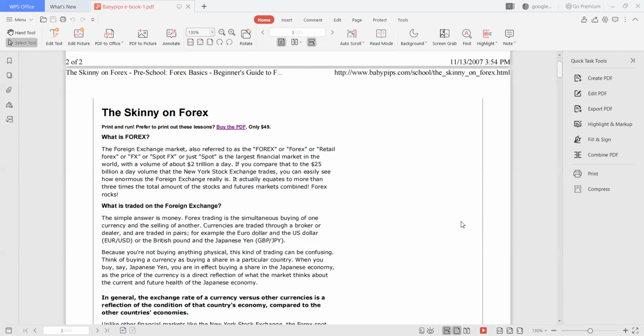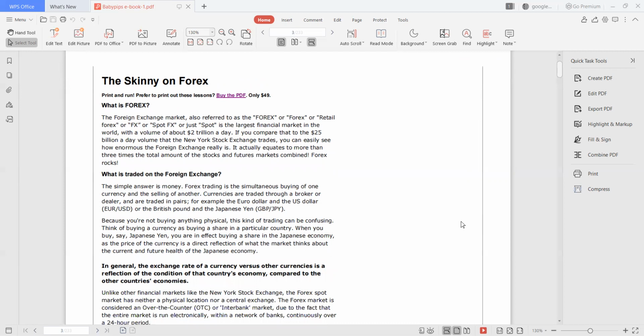So our question number two is, what is traded on the foreign exchange? This one is a very, very important piece of information that you should know, that you should master, that you should understand. There are a lot of things that nowadays are traded, for example currencies. I'll teach you about currencies as well.